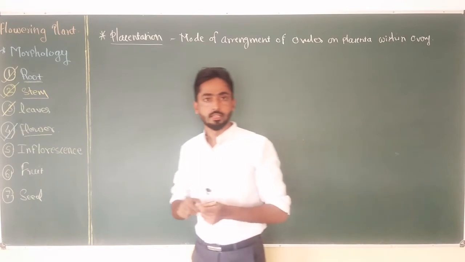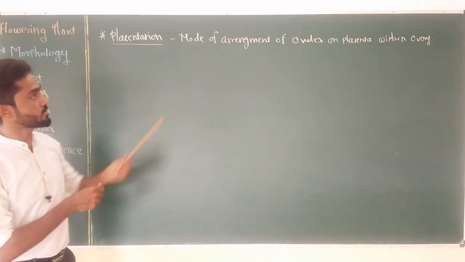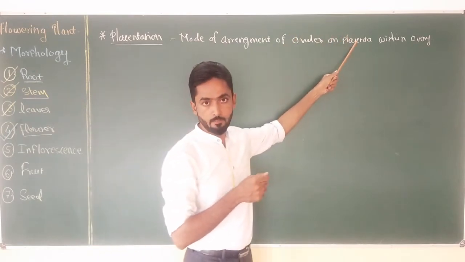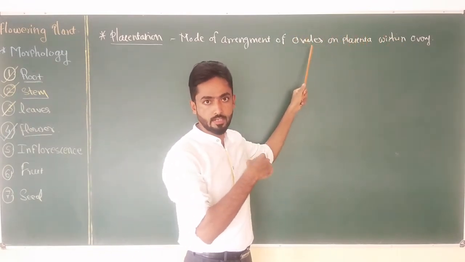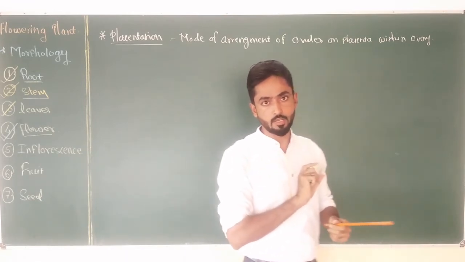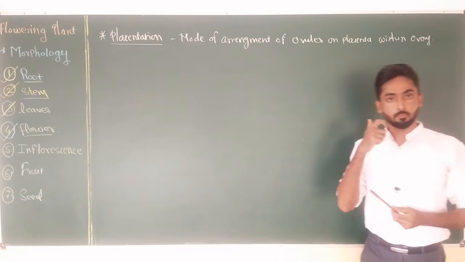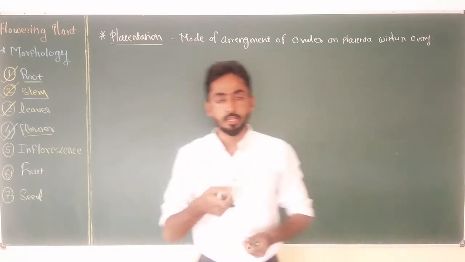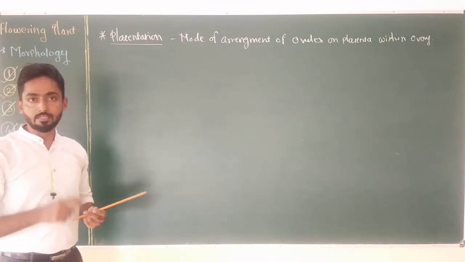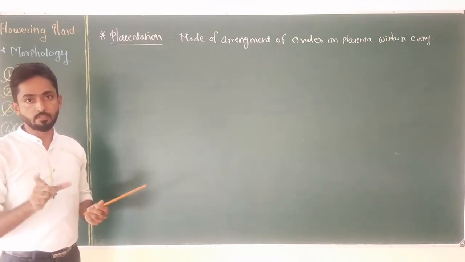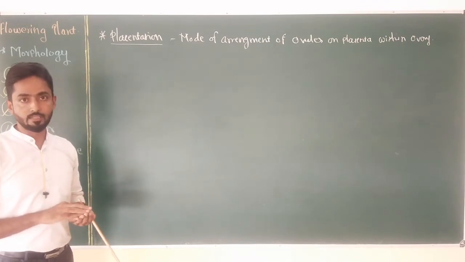Sometimes in many books they give the definition as the mode of arrangement of placenta within the ovary, and to the placenta ovules are attached. Both definitions are correct. But now remember that depending upon the arrangement of the placenta or the ovule, there are 6 different types of placentation present in angiospermic plants.